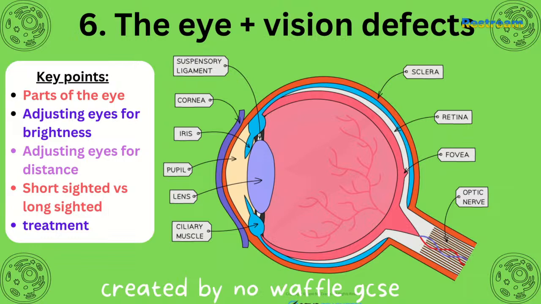Now, the opposite process happens in dim light. This time, the radial muscles contract and the circular muscles relax, so the pupil gets wider and you can get more light in during dark conditions.